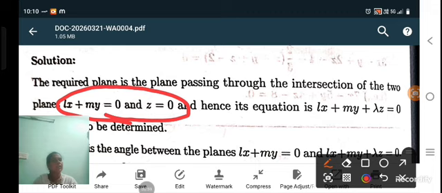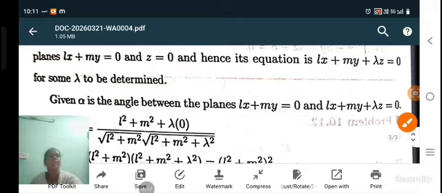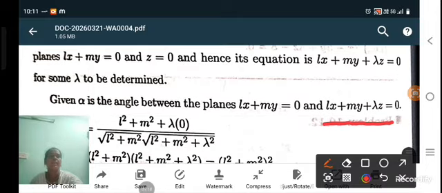Next, we have to write the general equation of the required plane. Hence, the required equation of the plane passing through this line is Lx plus my equal to 0, and Lx plus my plus lambda z is equal to 0.